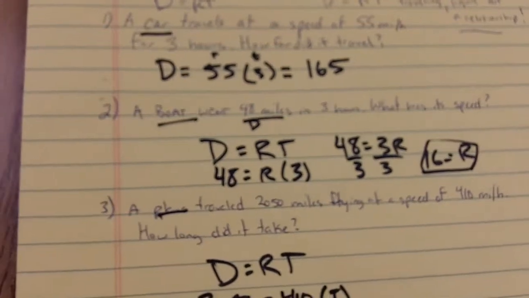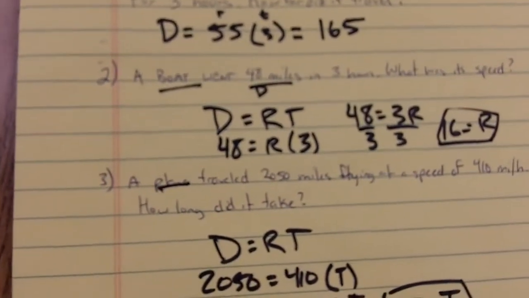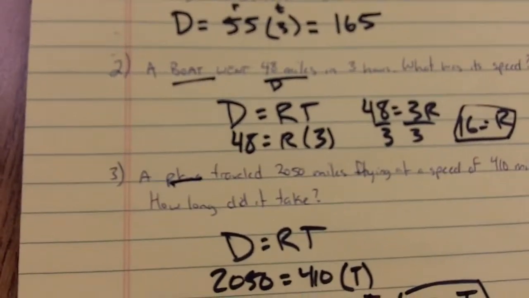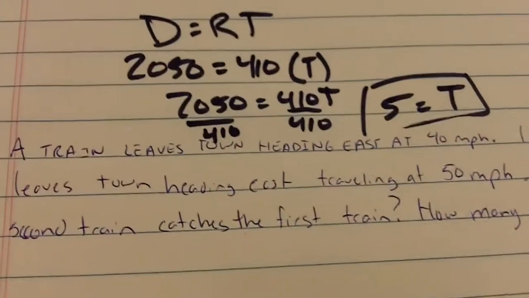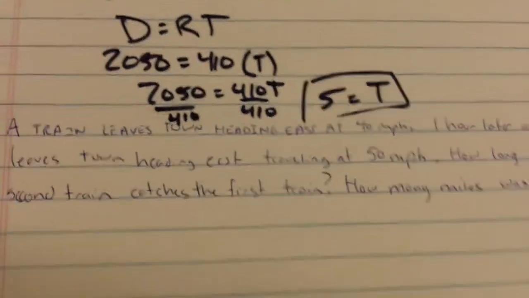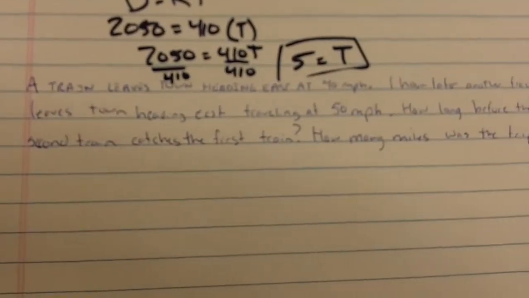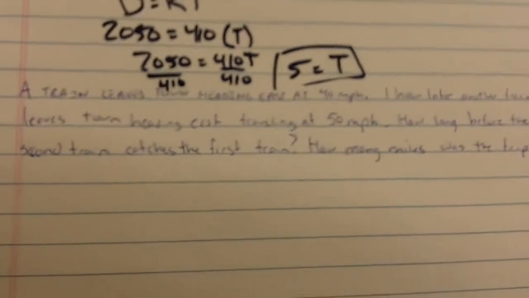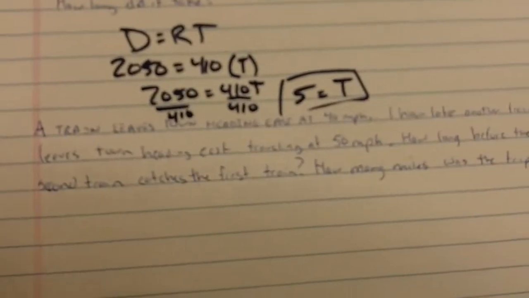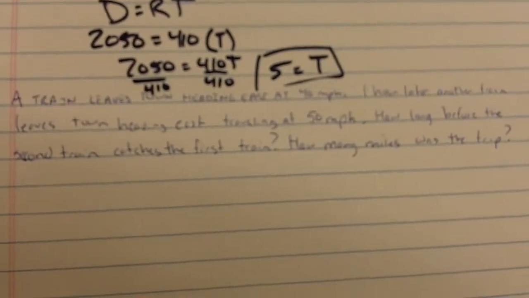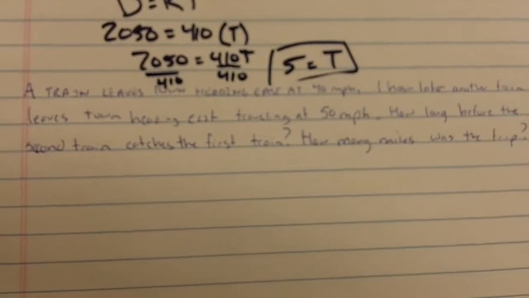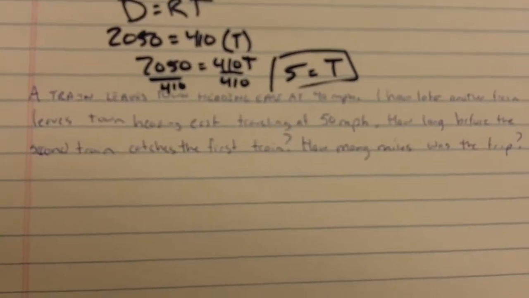So the next thing we want to do is we'd like to be able to do a harder problem. So let's look at something like this where I have more than one thing going on. Train leaves town heading east at 40 miles per hour. 1 hour later, another train leaves town heading east, traveling at 50 miles per hour. How long before the second train catches the first train? How many miles was the trip?